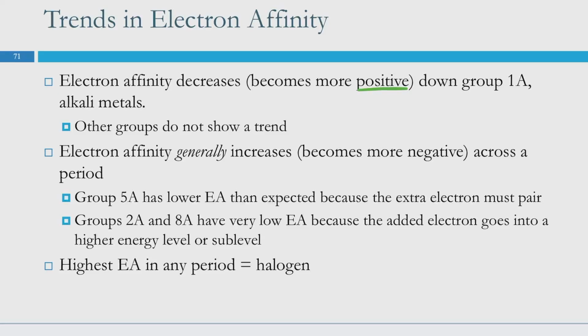Group 5A has a lower electron affinity because the next electron must pair. The previous one would be filling out the electron configuration. All right, so the electron configuration I wrote there, this red one is that one that has to pair.